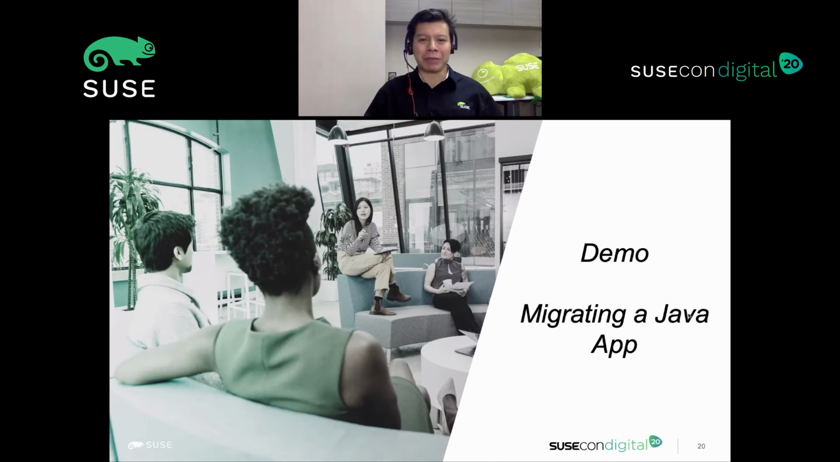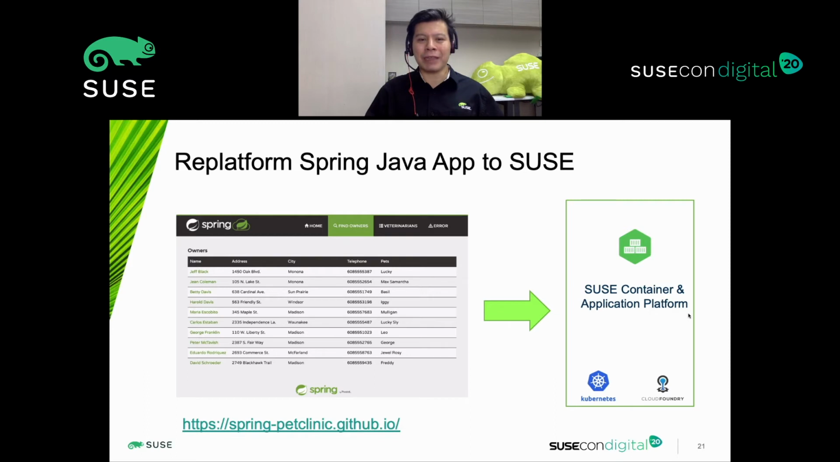Now, I'm going to do some demonstration about migrating a Java application that I picked up from the internet, from GitHub. The demo does not require any code change to the Java app, to make it as simple as possible. And I'm going to illustrate how to deploy this Java application from the source code into the SUSE CaaS platform. And at the same time, show you for the same application how it can be deployed to the SUSE Cloud Application Platform. The Java application that I've picked up is called Spring Pet Clinic.